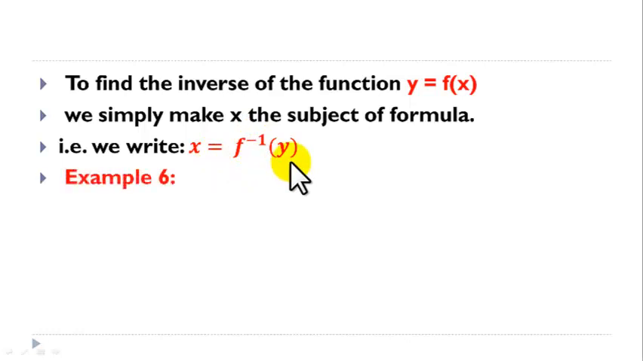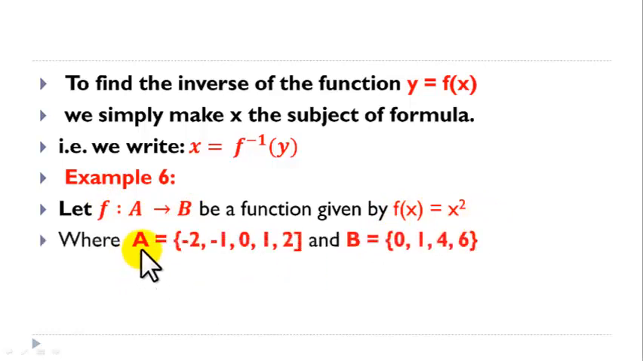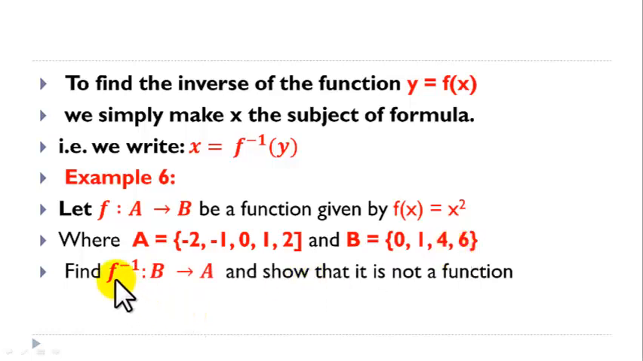Example 6. Let f from A to B be a function given by f of x equals x squared, where A is a set of elements -2, -1, 0, 1, and 2, and B is a set of elements 0, 1, 4, and 6. Find the inverse of f from B to A and show that it is not a function.